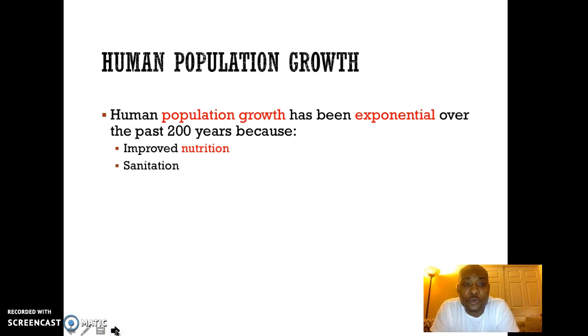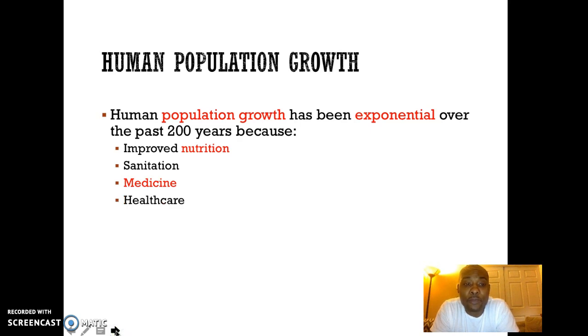Also, there's improved sanitation. In a lot of countries like the U.S., we have systems, garbage trucks that come in and clean the streets and take the trash out, which means there's less disease running rampant because generally speaking, the area tends to be a little bit cleaner. And then there's also been improved medicine, which is increasing the life expectancy of humans. So as a result, population growth is increasing overall exponentially.